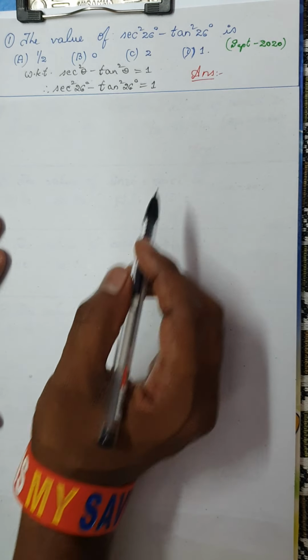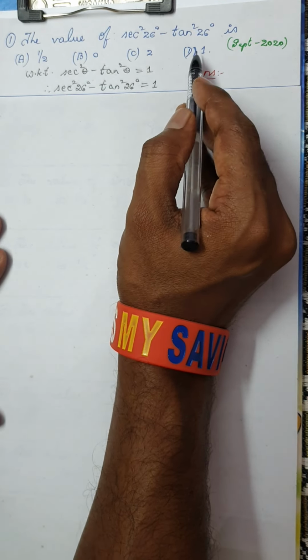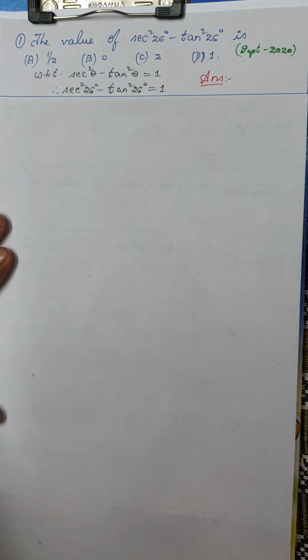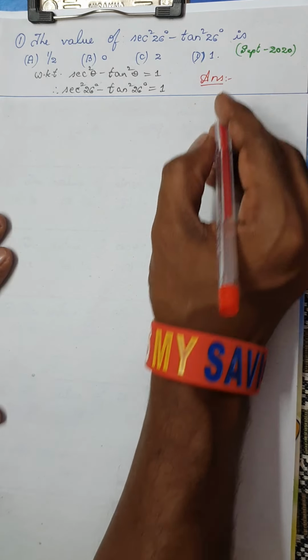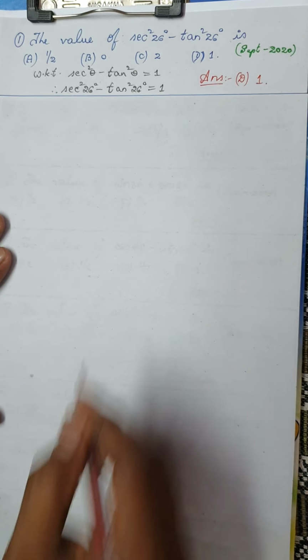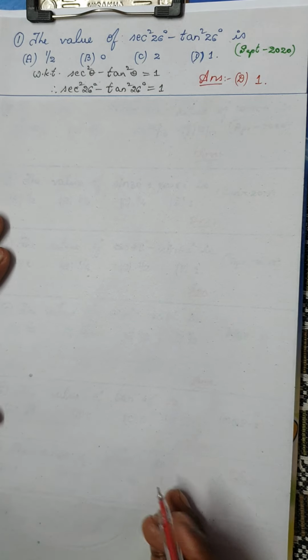So where is the option? The option is in D. Are you following? Just simple. So the option is in D. Therefore the right answer is option D, and the answer is 1. Very simple, isn't it?